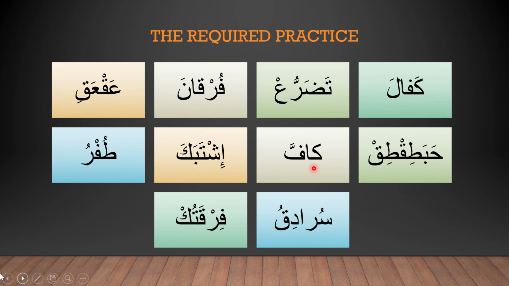Kaf fatha ka, fa, it has a shadda, so kaaf, then fa with a fatha, kafa. Hamza kasra sheen sukun, ish. Ta fatha ta, ishta. Ba fatha ba, ishtaba. Kaf fatha ka, ishtabaka. Ta dhamma fa sukun, tuf. Ra dhamma, tufru.